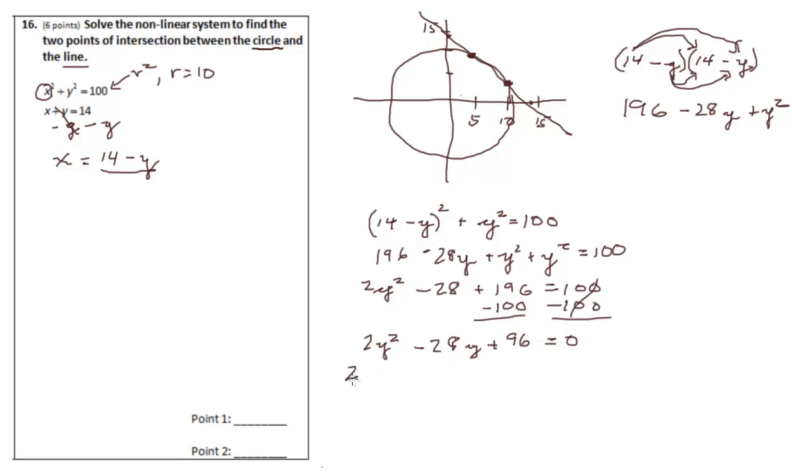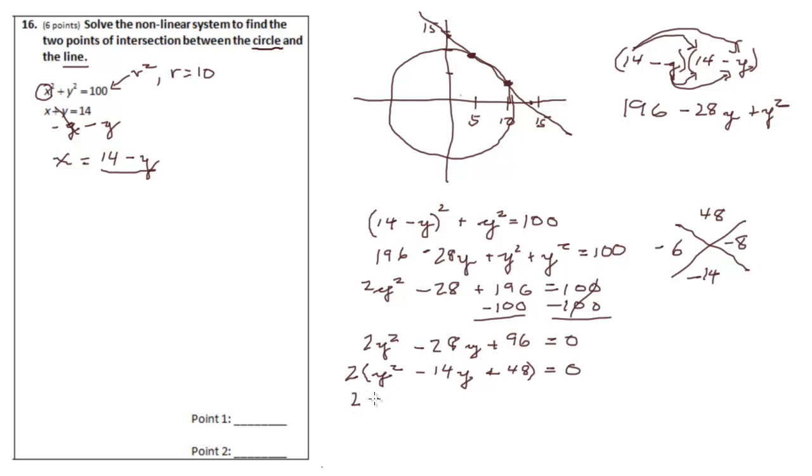To make our task easier, if you notice, 2 is a common factor. So really this is 2 times y squared minus 14y plus 48, factoring out 2, is equal to 0. So now we have a quadratic expression that we could factor. We're looking for factors of 48 that add up to negative 14. Well, a bit of thought. Factors of 48 would be 6 and 8, and that works. Negative 6 and negative 8.